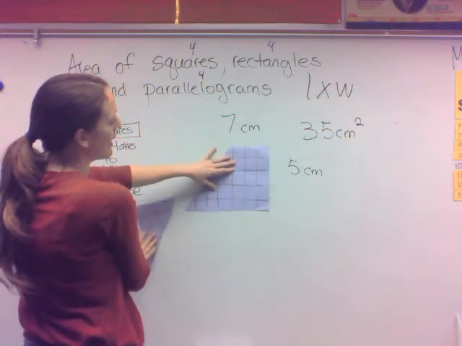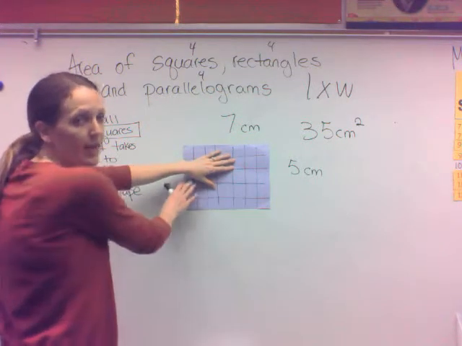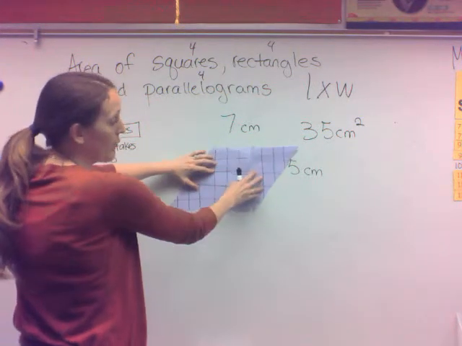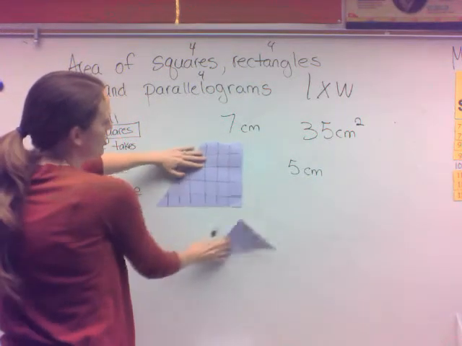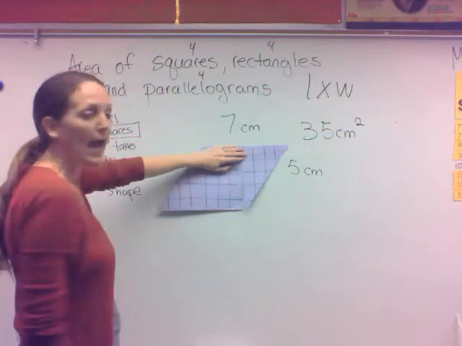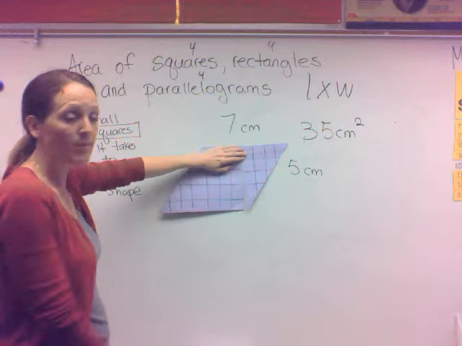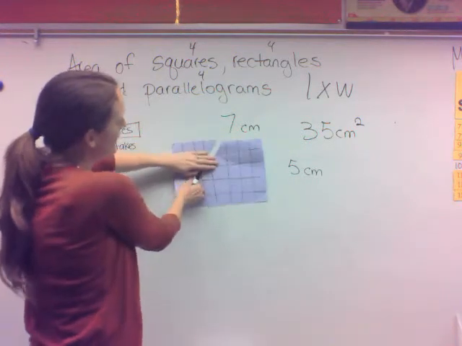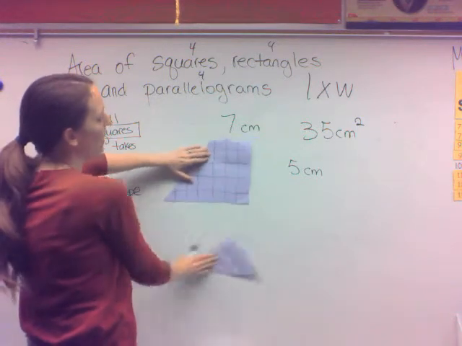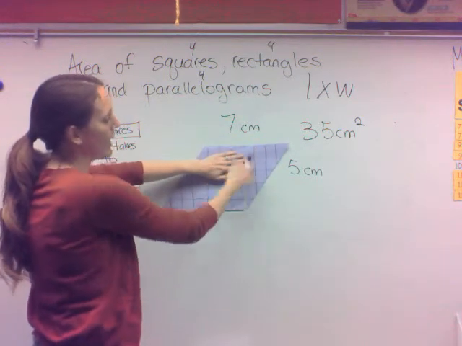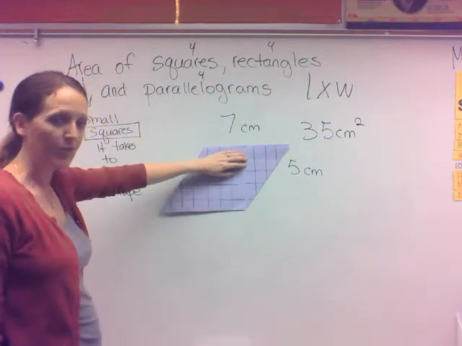Rectangles and parallelograms, you find the area the same way because a parallelogram is simply a rearranged rectangle. It is simply a rearranged rectangle. I am not adding to, I am not taking away. It is the exact same amount of area. When I had it as a rectangle, and I had 7 times 5 to get 35, or as I have it as a parallelogram, which is 7 times 5, I would still have it be 35.